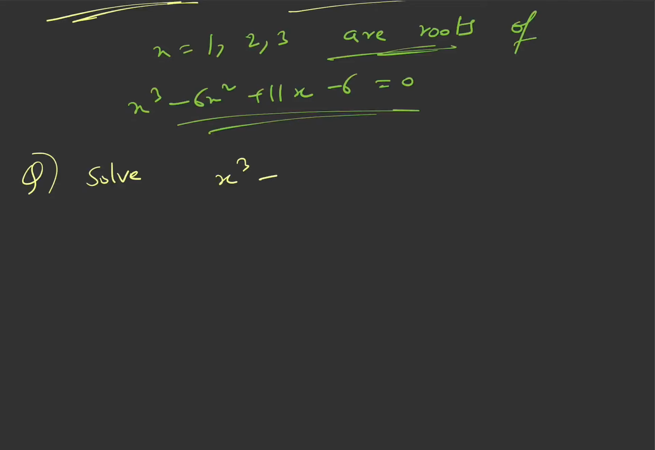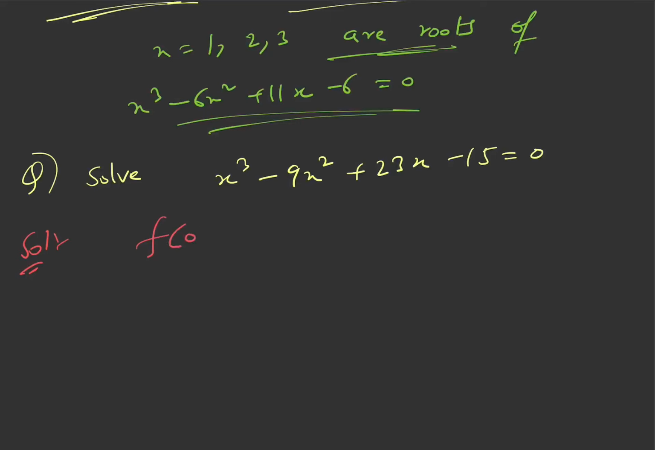So solve x cube minus 9 times x square and plus 23 times x and minus 15 is equal to 0. Yeah, so you need to solve this equation.